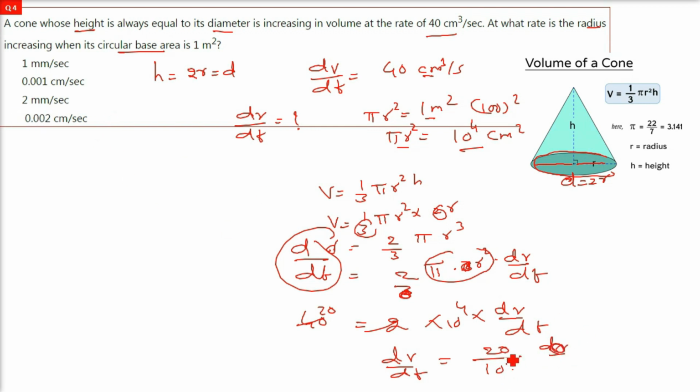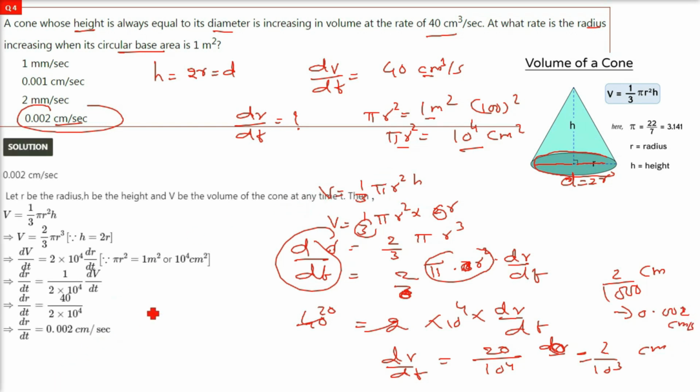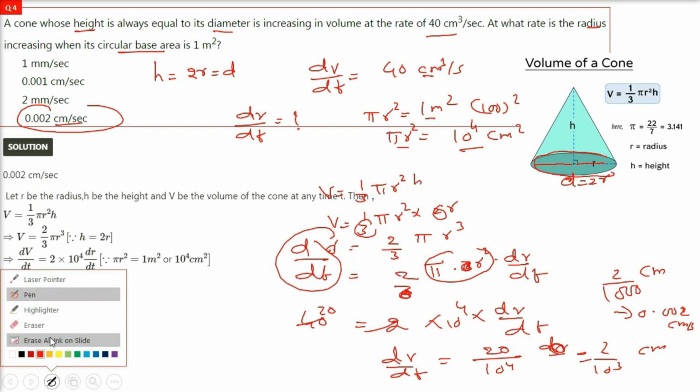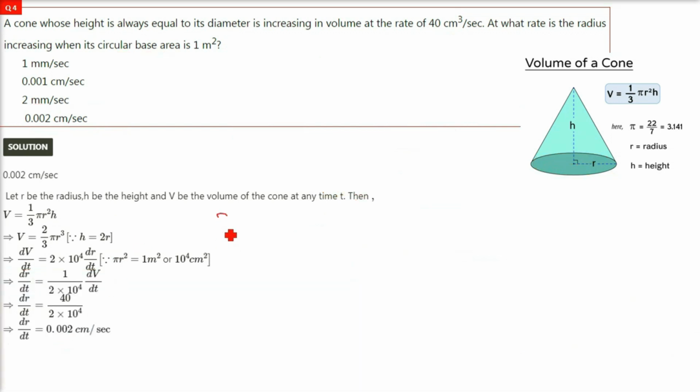So you just see that there is only one option, which is 0.002 centimeter per second, because we have converted everything into centimeter. 2 by 1000 centimeter per second, that is 0.002, and that is the answer. You have to choose the fourth option in this, and the way you have to do it, I explained to you: what has to be answered, what is being given, and this is the whole reference for you. Let me just clear it so that you see this content very clearly. These are the step-by-step writing work.